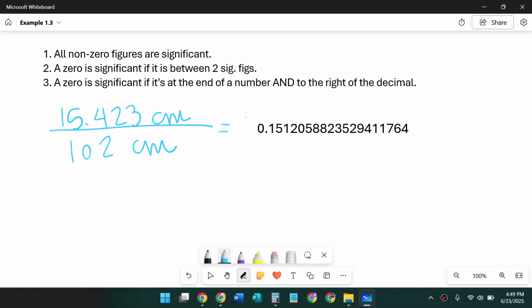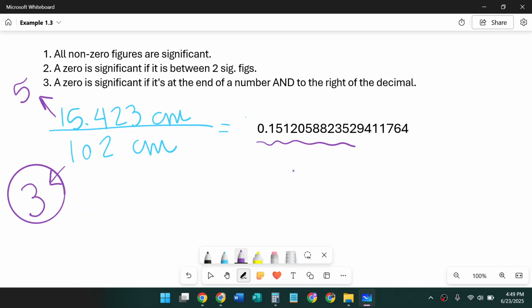Okay, so when we're multiplying and dividing, we have to count significant figures. We can't just look at the least precise like we do when we add and subtract. So we have to see how many of these have. The top one has 5 significant figures. And the bottom one has 3 significant figures. Remember that 0 is significant because it's between two non-zero numbers. So in this case, the bottom one has the least number of significant figures. So that's what we have to have when we're looking at this number.